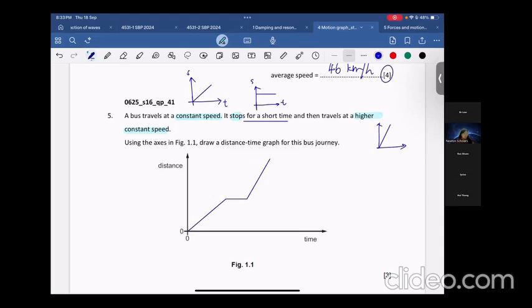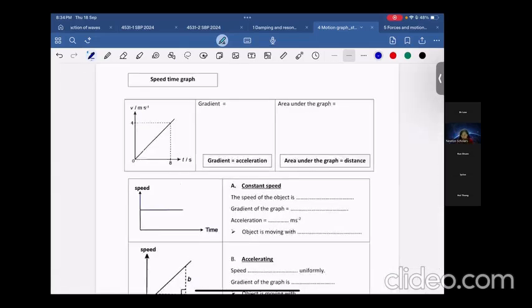Okay, sure, Megan. Okay, boys and girls, we go to page number 7. Now we learn something new. What we were talking about just now is the distance time graph. Right now we are going to the speed time graph. So here we go to your next page.